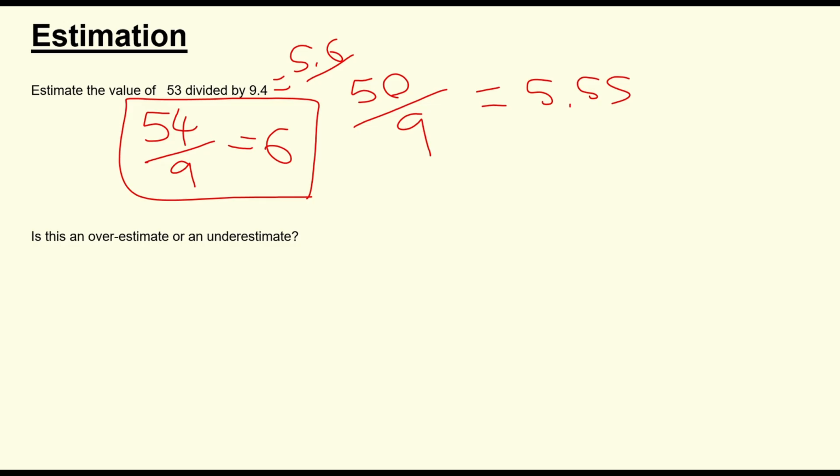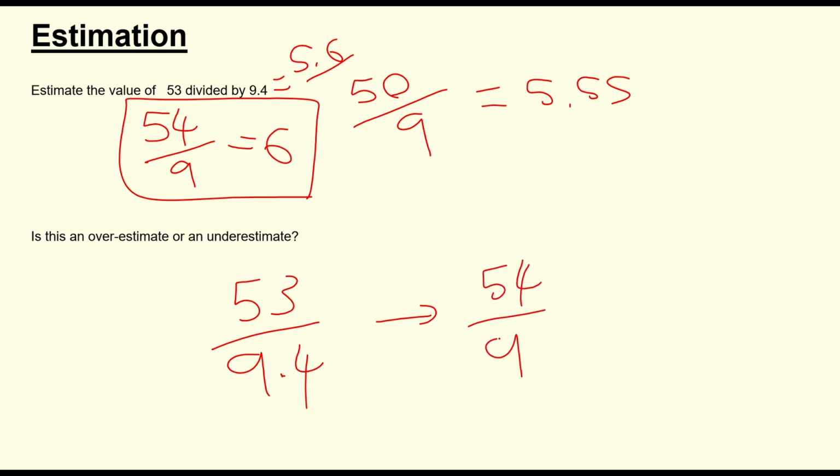You have to say, look, the real sum was 53 divided by 9.4. What I actually did was 54 divided by 9. So essentially I increased my number, and I decreased what I'm dividing by. Well, if you increase what you've got and you share it with a smaller number, overall your answer is going to increase, isn't it? So this is an overestimate because I increased my number and I reduced what I'm dividing by. That's my answer, and that's my reasoning.